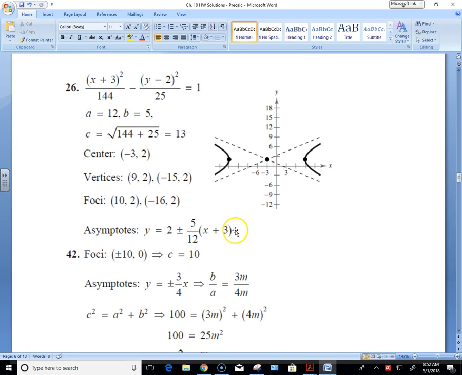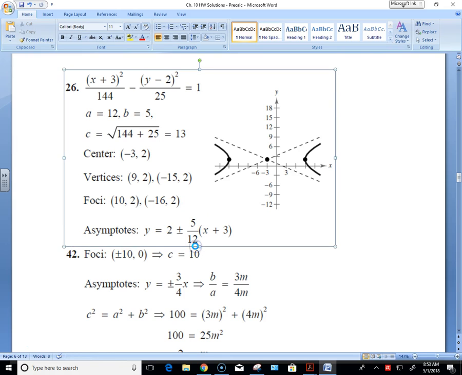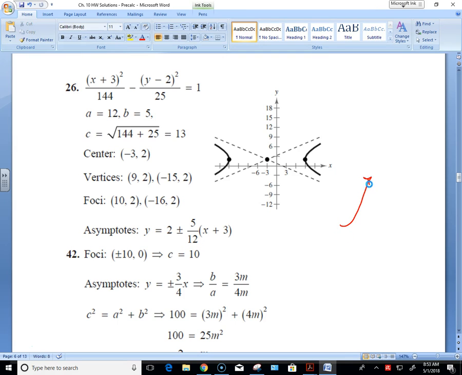Okay. Number 26, you have your center, your vertices, your foci for your asymptotes. Hopefully you got the plus or minus 5/12, but maybe you didn't realize they actually wanted you to do the equation of the line. Equation of asymptotes, you just have to do y minus y1 equals m, which is what you found by doing the rise over the run, or the 5 over the 12.